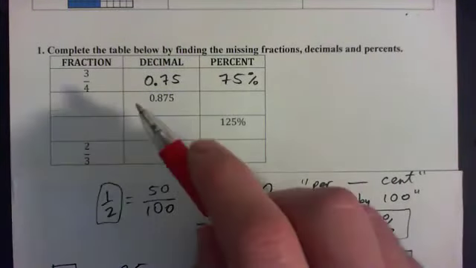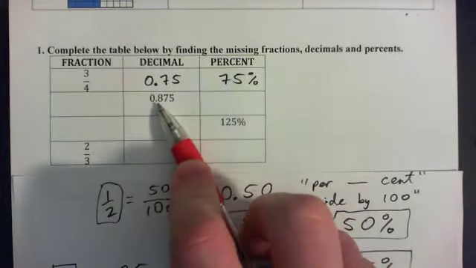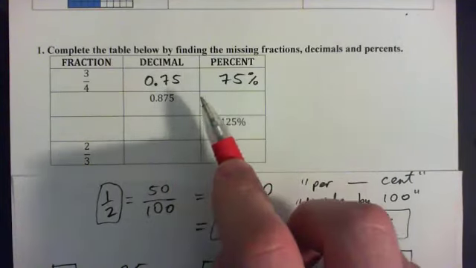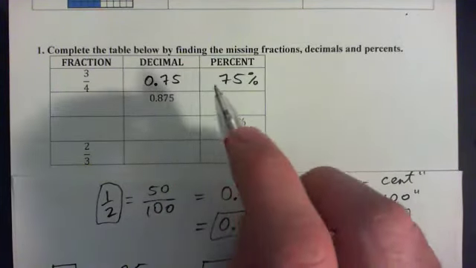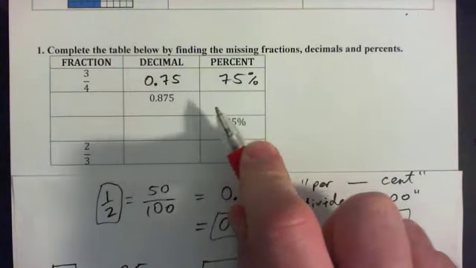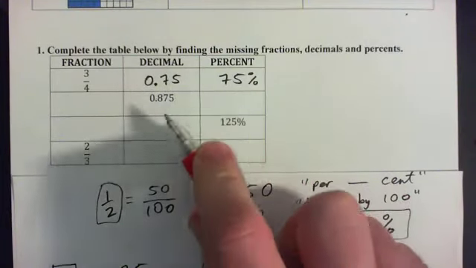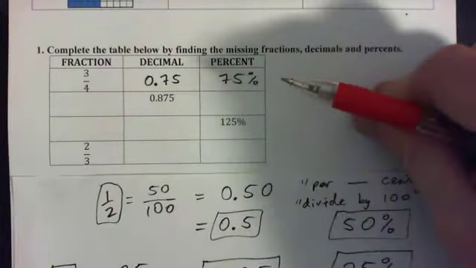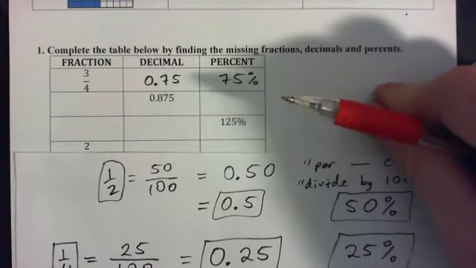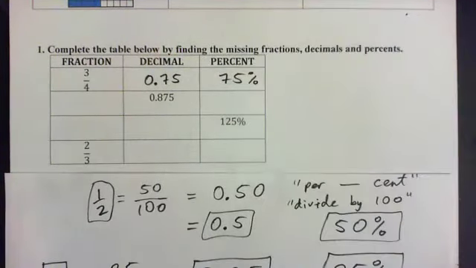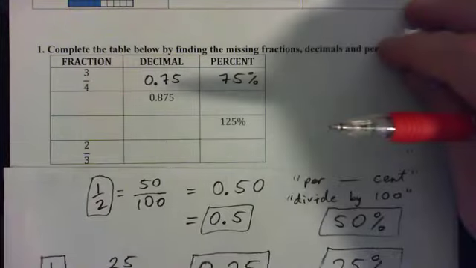Now, what is 0.875 as a percentage, let's say? What is that as a percentage? Well, what I want you to notice is how to go from a decimal to a percent.